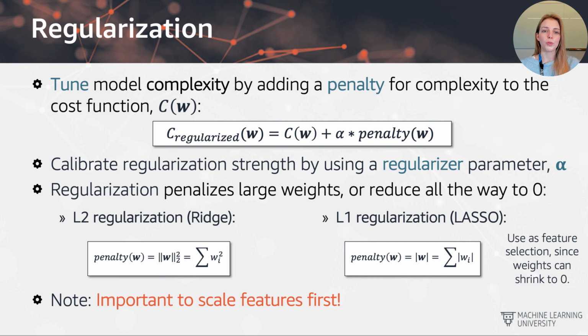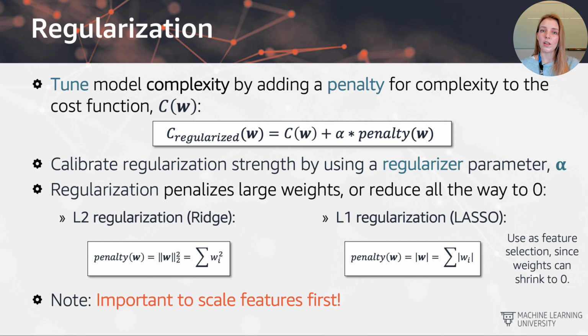It means that we want to tune the model complexity by adding a penalty term for complexity to the cost function. So we've already looked at what the cost function is all about. It's C of W, cost function of the weights or parameters. And then we have this penalty term, plus alpha times penalty of W. So the alpha is going to be a scaling factor of how heavily we want to penalize, and then the penalty function itself can take different shapes. We have two examples here of penalty functions.